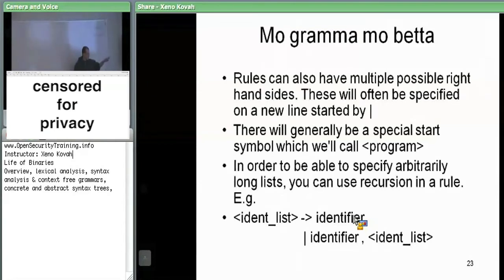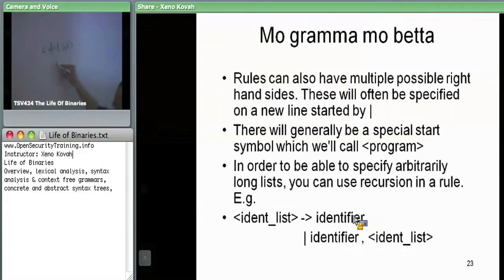So I can specify an arbitrarily long sequence of things which my grammar will recognize, because I can substitute for that identifier, comma, ident list. And then I can substitute for that. So this is a terminal. This is still a non-terminal. And the point is, in order for the compiler to ultimately finish what it's doing, it needs to find some way to fill in all possible non-terminals for the sequence of lexemes that you've given it.